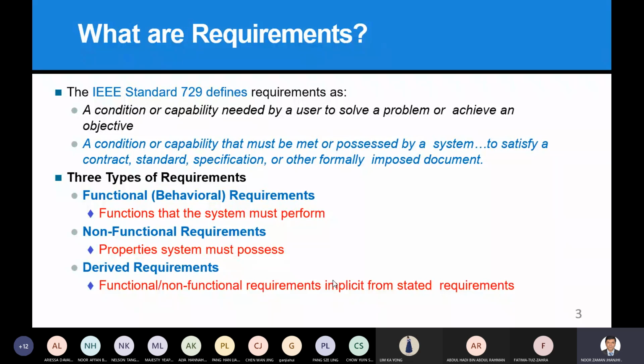The requirement is a condition or capability. I'm trying to read the definition for you word by word, so you can understand: a condition or capability needed by a user to solve a problem or achieve an objective. So this is the right definition of a requirement, because if we don't have the right requirements, we will not be able to achieve our goal.